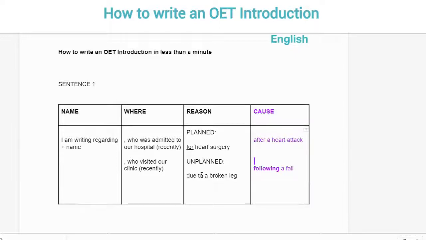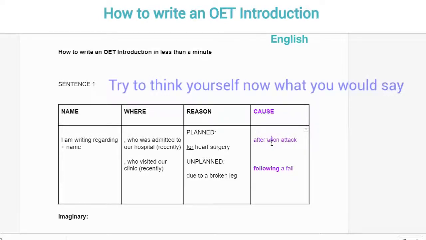Okay, so that's sentence one. So I'm going to give you all a few minutes, 1 minute to think about this, and then you're going to give me imaginary sentences, okay? So, for example, you could say, I'm writing regarding Mr. TV, whatever, right? Who was admitted to our hospital recently for leg surgery after a lion attack, right? A lion attacked him. Anything you like, okay? It's imaginary. So your 1 minute starts now.